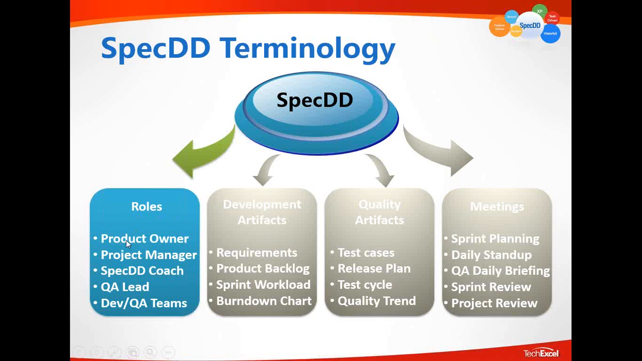So we'll cover the product owner, the project manager, the SpecDD coach, the QA lead, the development team, and the QA teams. And then tomorrow we'll be talking about all the processes and the development artifacts, the quality process and the quality artifact, as well as the meetings used to enforce that such processes are properly followed. So tomorrow we really have 3 core areas that need to be covered.